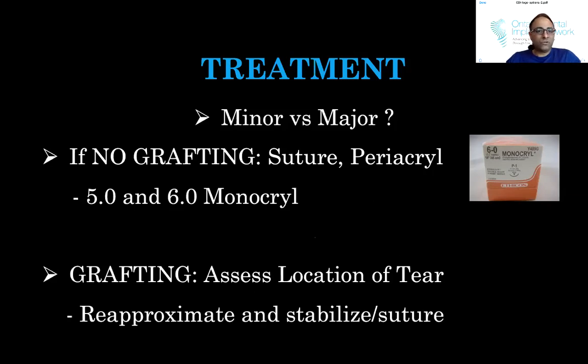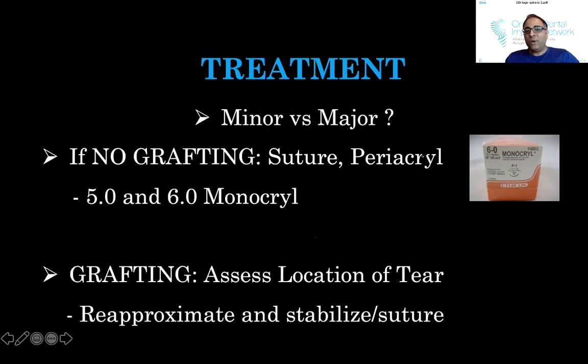I still like to suture, and what I would use is a 5-0 or a 6-0, something like a Monocryl, but you need a small thread, which means a small needle. Typically they're about 13 millimeter needles, or smaller needles, is really what we want to use for these areas. Because if you use something bigger, you're just going to tear the flap even more.